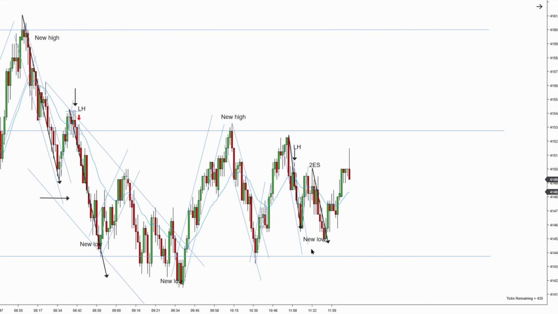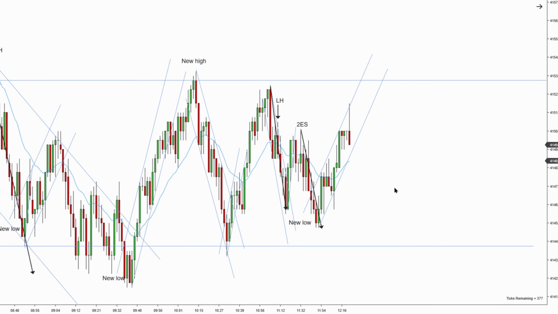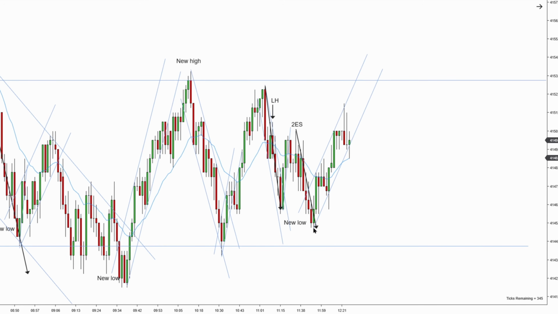Okay, we didn't touch it perfectly, but it is okay. There's a break new extreme, two-legged pullback. So we are right now working on our way up. So I can expect for prices to continue trending a little bit higher. The channel fits nicely. We have a new low.